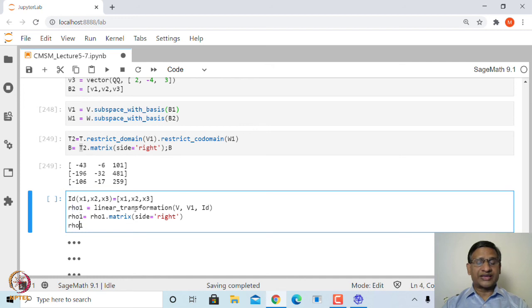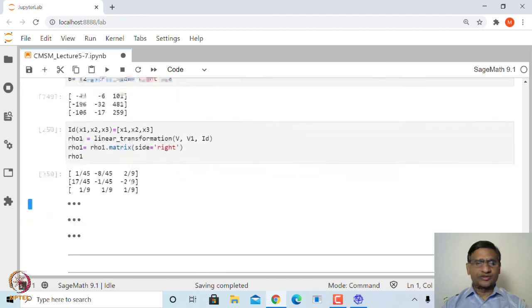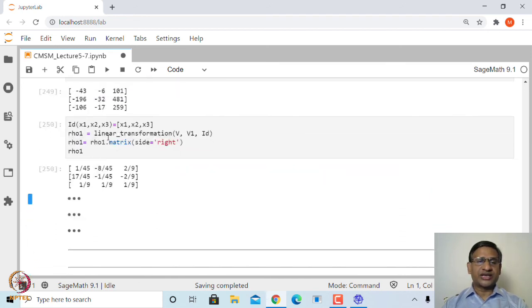What is rho 1? Rho 1 is the matrix of change of basis from standard basis to B1. So how do we obtain that? Just now we saw that we can obtain that as a matrix of the identity linear transformation from V to V, with respect to standard basis on domain and basis B1 on codomain. So let us define a linear transformation with identity as image from V to V1, where V1 is subspace of V with basis B1. So let us find rho 1, the matrix of change of basis from standard basis to B1.